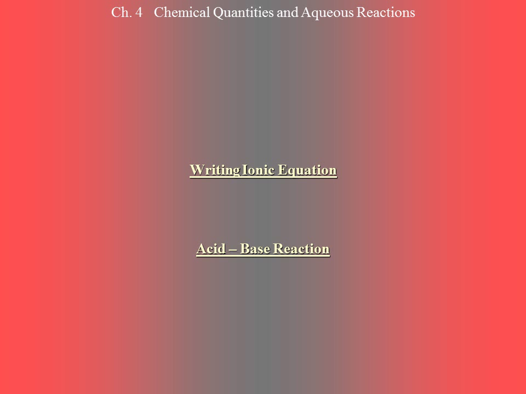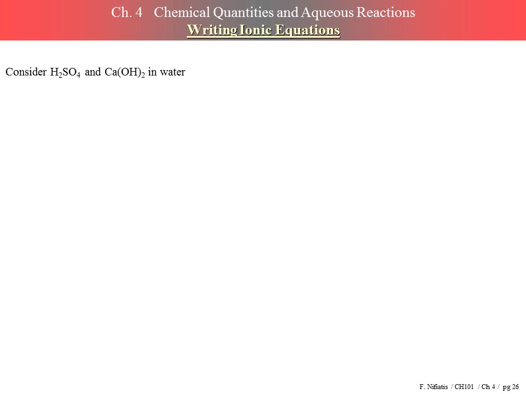Acid-base reactions. Let's see one. We have the reaction of the sulfuric acid. Here it is with a calcium hydroxide in water. Let's write the product. It's going to be the proton from here and the hydroxide from here is going to give us water, and then the calcium and the sulfate is going to give us calcium sulfate.